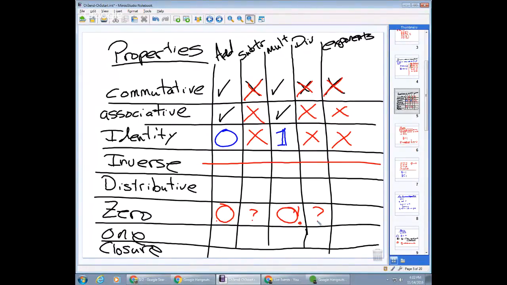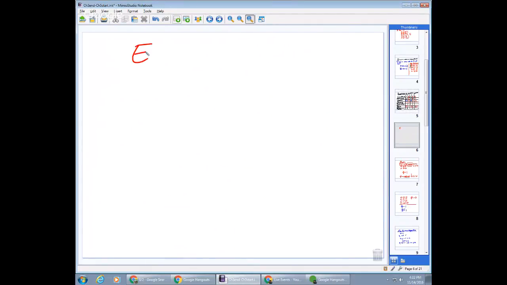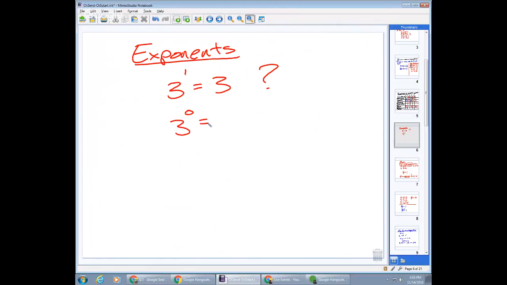Okay. Does 0 have any interesting property with exponents? Yeah, let's take a look at that for a minute and see if we can make some sense of that one. So exponents. There's 2 things that come up when people are working with exponents that puzzle them. One is that some number to the power 1 is itself. Why? The other is that a number to the power 0 is 1. Why?